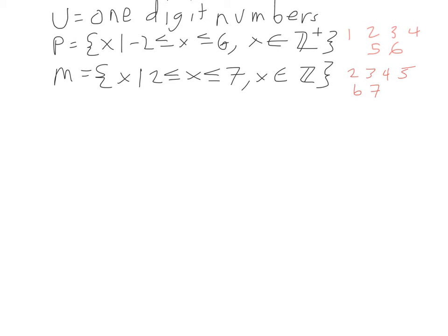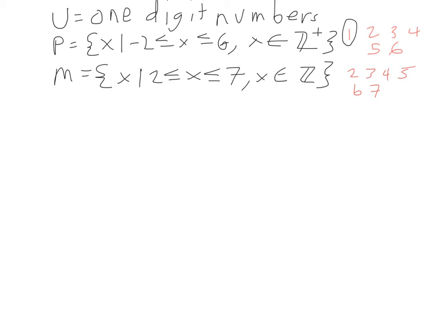Alright, so my first question is, can we make this statement? Is P a subset of M? Hopefully you figured out that P is not a subset of M because there is a piece of P, the number 1, which is not a part of M. So therefore P is not a subset of M. We could say that P is a subset of U, right? Because U is one-digit numbers and P is a subset of them. All right. Okay, let's move along.